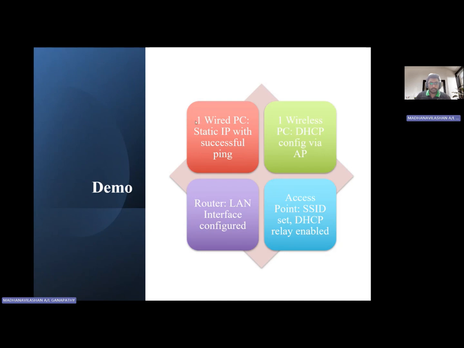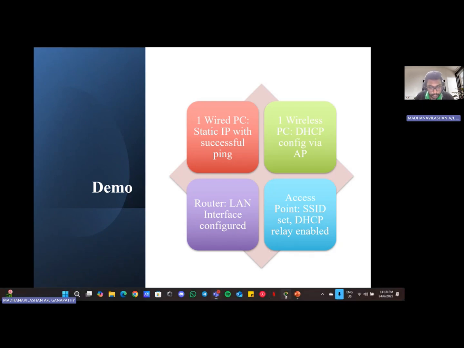So here we have one wired PC with a static IP and a successful ping, and the second one is a wireless PC with DHCP configured via the access point. That will be the router LAN interface configuration, and lastly the access point where the SSID is set and DHCP relay is enabled. So let's go see the topology.